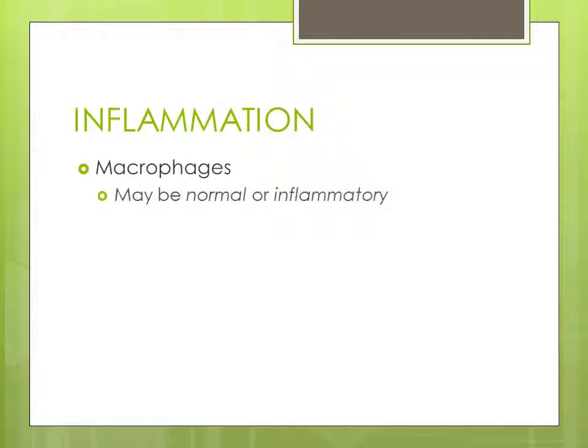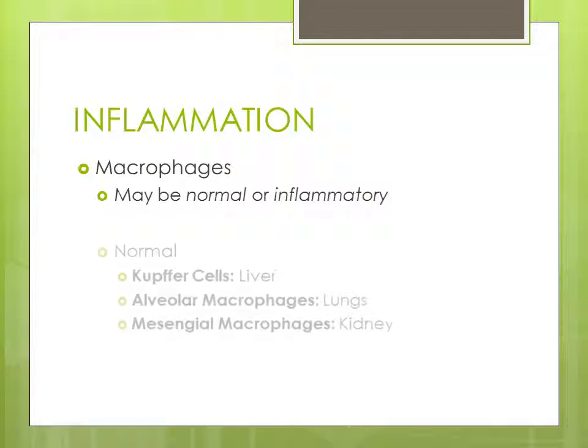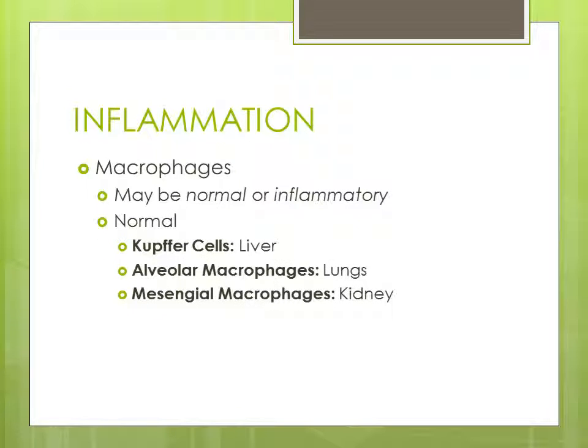Macrophages. They may be normal or they may be inflammatory. And you have your normal macrophages found in your Kupffer cells, which are found in the liver, alveolar macrophages found in the lungs, right? Your alveoli in the lungs, so alveolar referring to the lungs, and your mesangial, I never know how to pronounce that word, so pardon me, but your mesangial macrophages, which are found in your kidney.